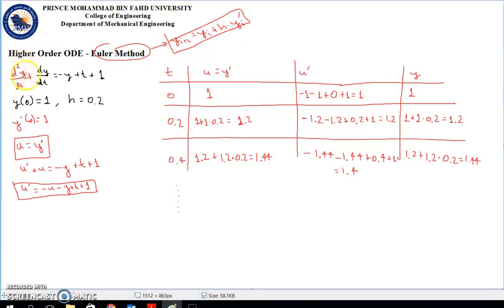We'll take our higher order ODE, define u as y prime, then we'll rewrite our ODE as u prime plus u is minus y plus t plus 1, and then send this u term on the other side, and this will give us our second ODE. Our first ODE obviously is u equals y prime. Let's see how things change.